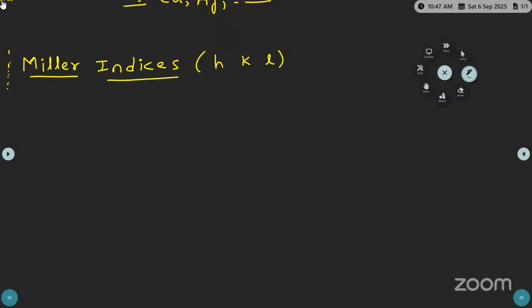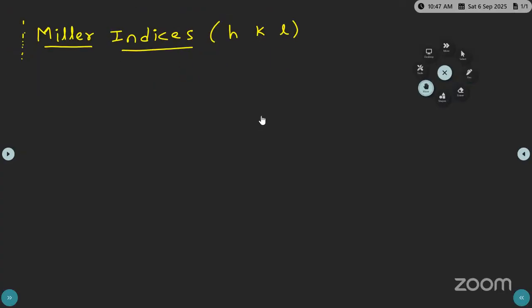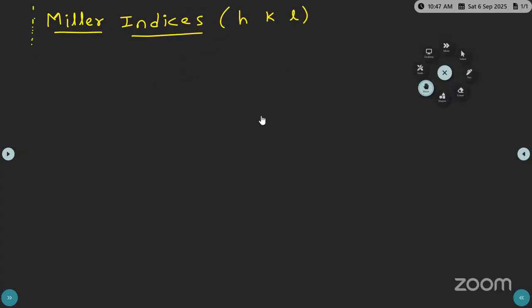Right. First listen to the class, okay. Then after, I will dictate the notes. How to obtain the Miller indices, by considering a plane.